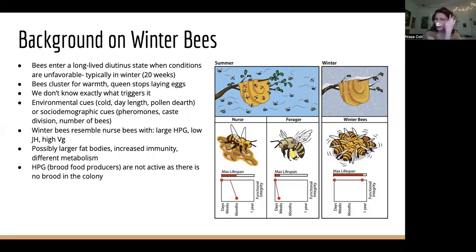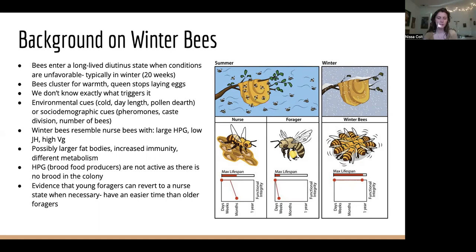The other thing about winter bees is that while they have large hypopharyngeal glands resembling nurse bees, they're actually not active. They're not actively producing the proteinaceous secretions, the royal jelly, that they usually create. So they're big, but they're not active, they're not full of protein, they're empty. That's a big distinguishing factor between winter bees and nurse bees.